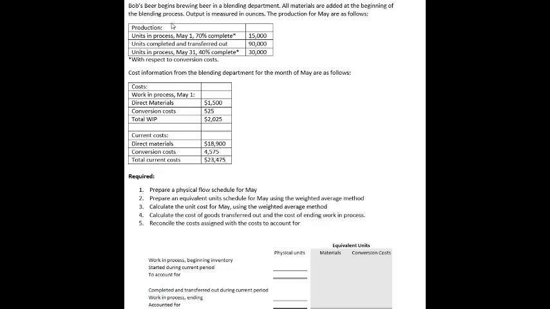And so we've got this information listed here for us for this company that makes beer, and they brew it in a blending department. We're only looking at the blending department at this point. This is all very important information right here.